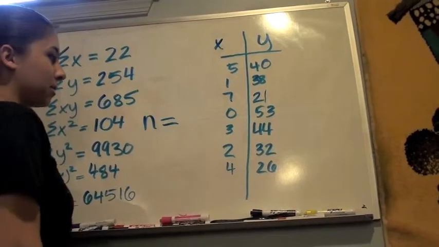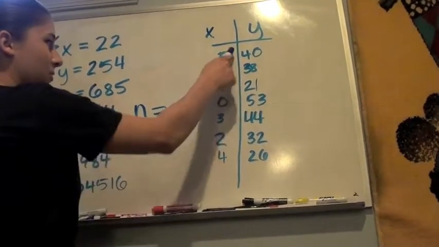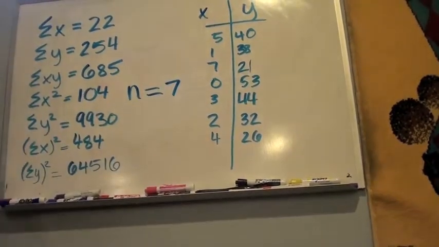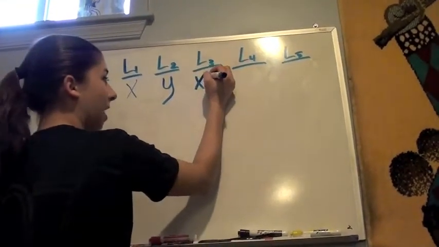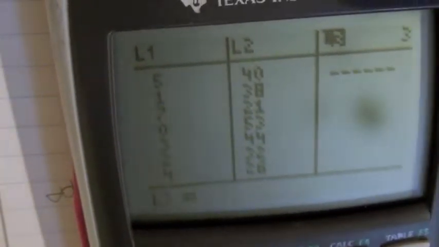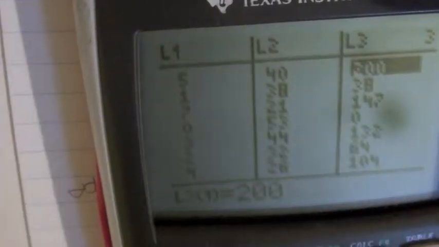N equals the total numbers you have in list 1. So we have 1, 2, 3, 4, 5, 6, 7. We have 7. List 3 was X times Y. Once you've gone back to your list, for list 3, you just want it to be the list 1 times list 2. So you'll go up to the top, press enter, and then you're going to fill in second list 1 times second list 2 and press enter. And then all the numbers will appear.